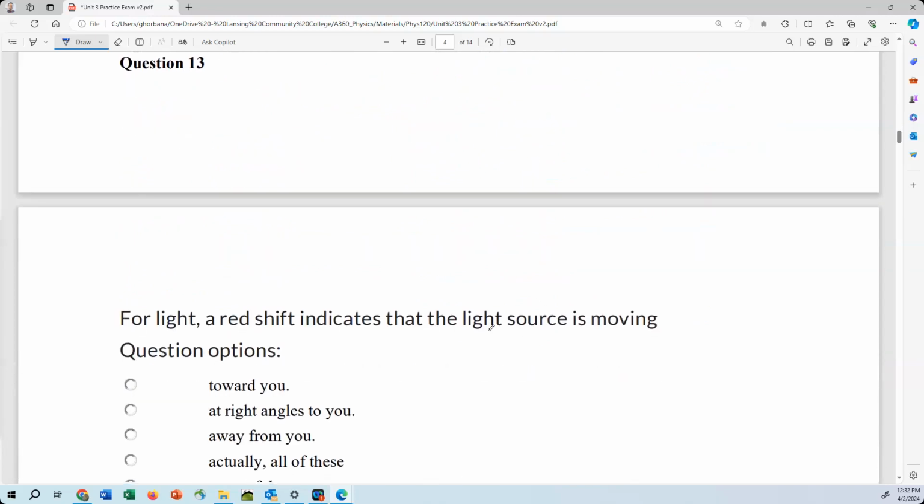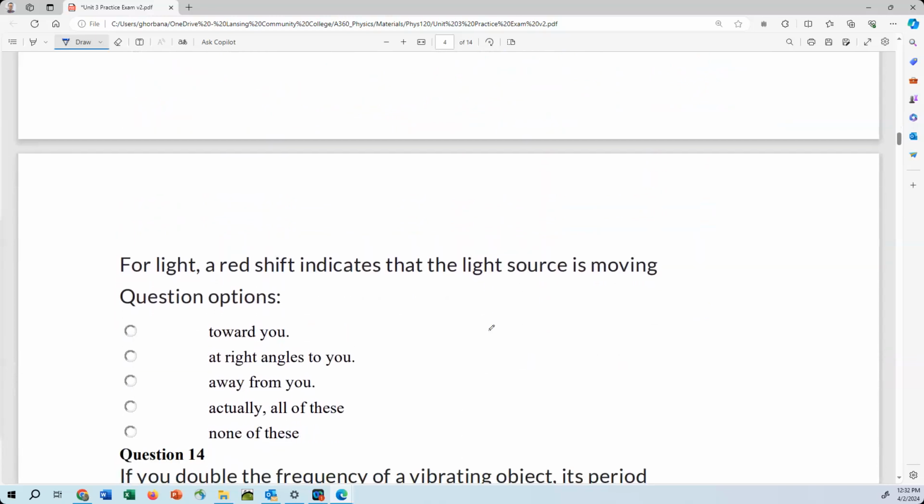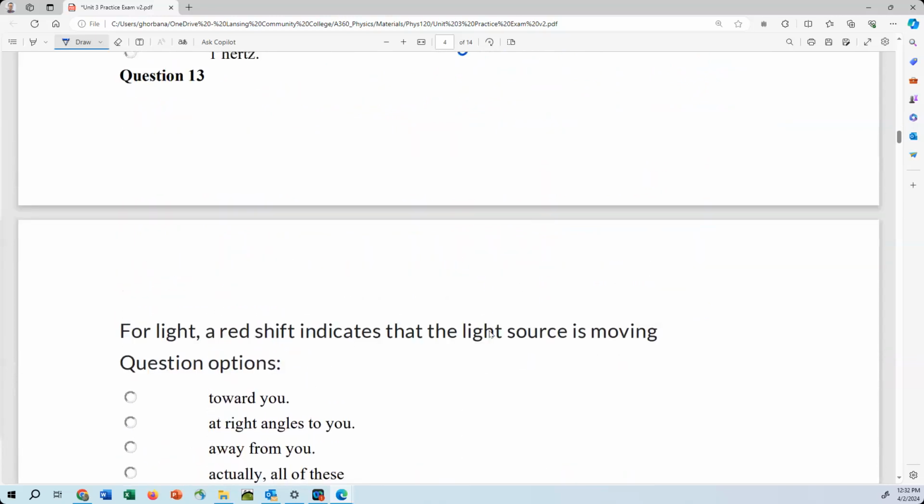So number 13. Question number 13. For light, a red shift indicates that the light source is what? Perfect. Is moving away from you. So we just explained that, yes?